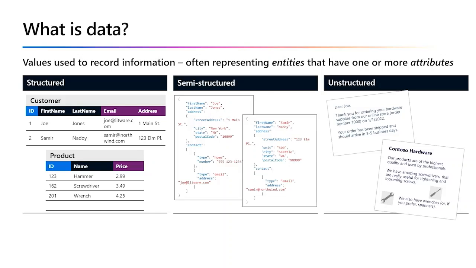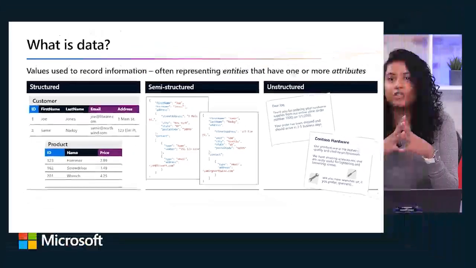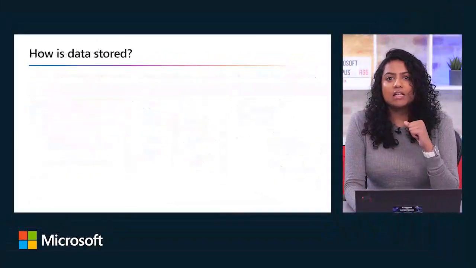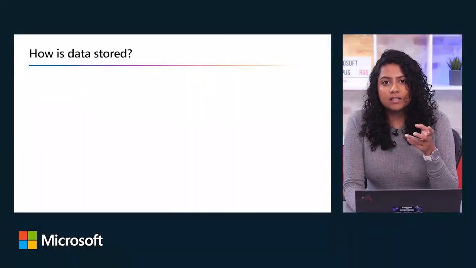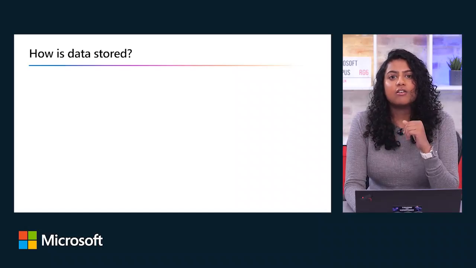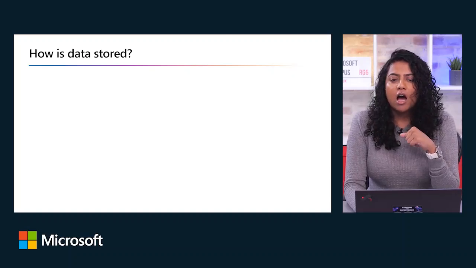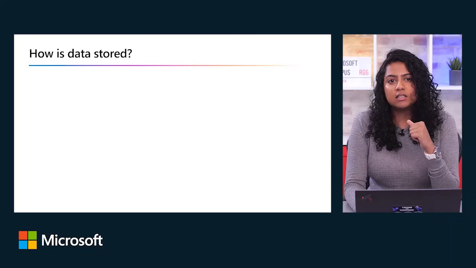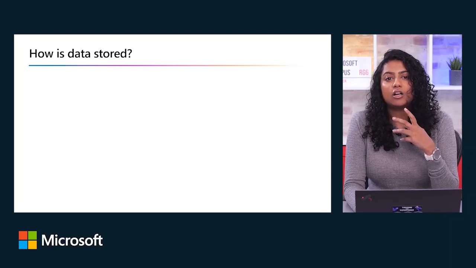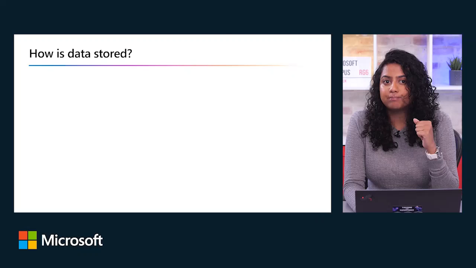Now that we've explored the different types of data, it's time to dive into how this information is stored. Depending on the type of data, whether it's structured, semi-structured, or unstructured, there are specific storage solutions that are best suited for each. However, there are also versatile storage systems that can accommodate more than one data type.